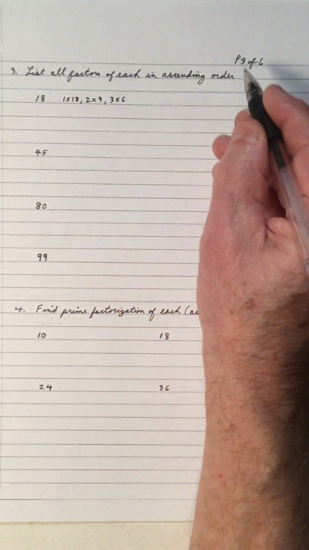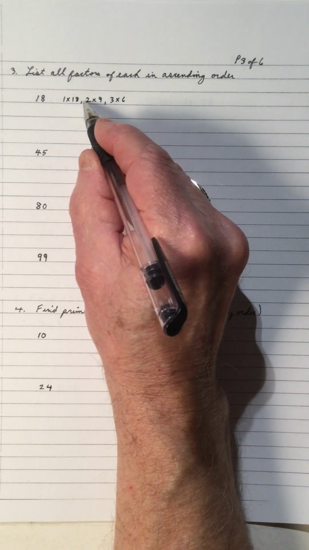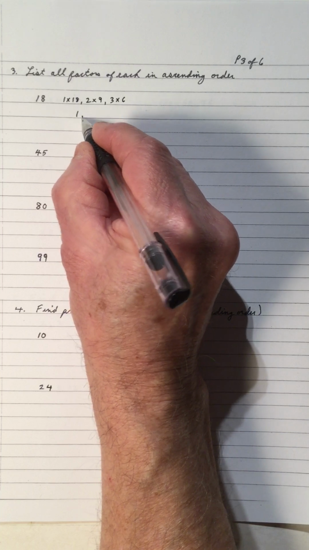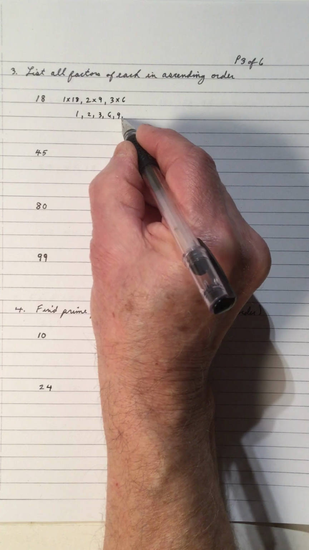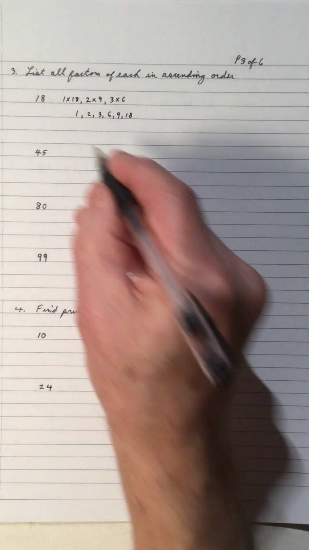Okay, now I think we have all the factor pairs. Factors of 6 are 2 and 3, there they are, yep. So I have them all. So in ascending order it is 1, 2, 3, 6, 9, 18, which are all the factors of 18.